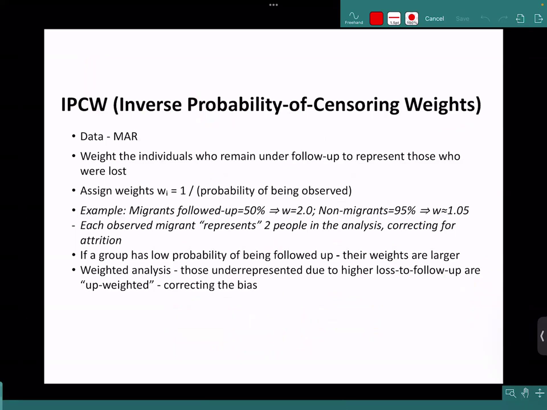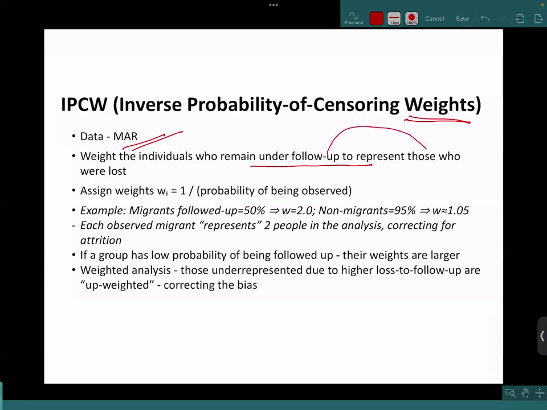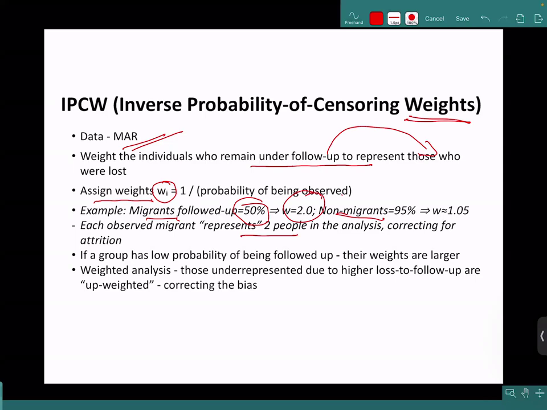The inverse probability of censoring weights is to be done when there is missingness at random. All you have to do is weight the individuals who remain under follow-up, and you want them to represent those who are lost to follow-up. So you assign weights of 1 divided by the probability of being observed in that group. For example, if you have migrants and non-migrants as your comparison groups, and 50% of the migrants are lost to follow-up, you divide 1 by 0.5, so you have 2. It means 2 migrants in the sample are going to represent each migrant who has been lost to follow up.